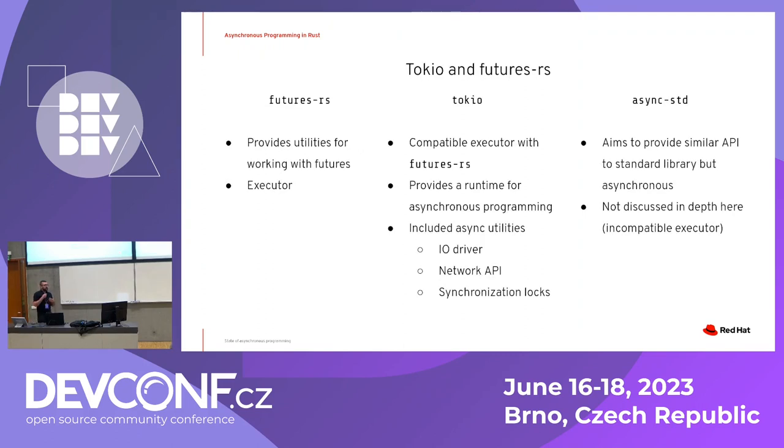In terms of external library support, we have futures-rs, which provides utilities for working with futures. That's going to be combinators for handling multiple futures in parallel, that sort of thing. And you also have an executor, which as we mentioned is required for actually executing the futures. Tokio is a library with more functionality built into it, and it has an executor compatible with futures-rs, so the two can be used together.